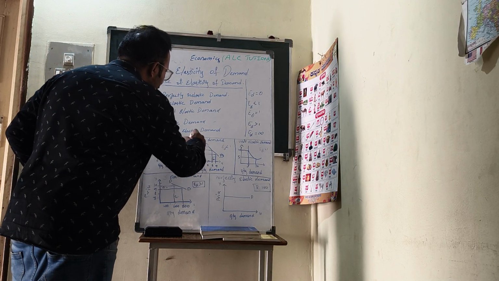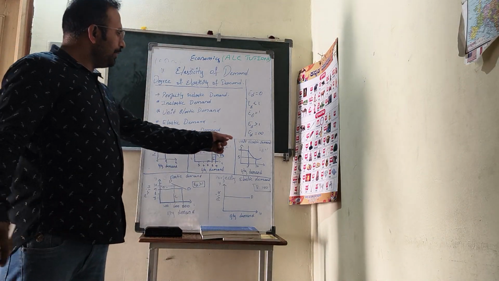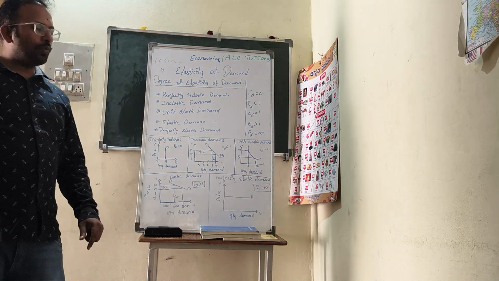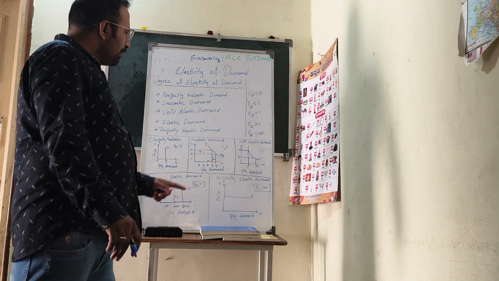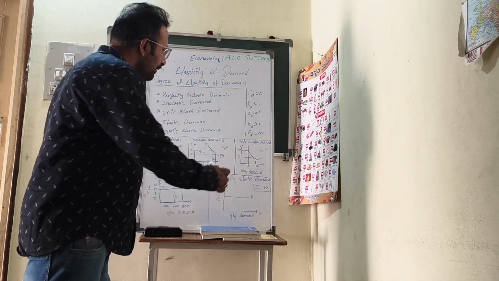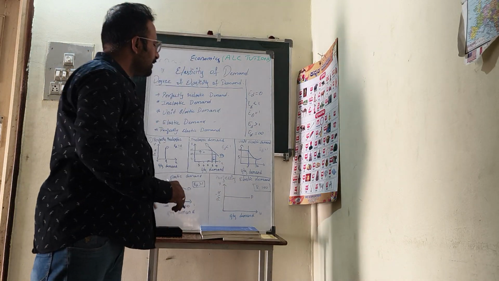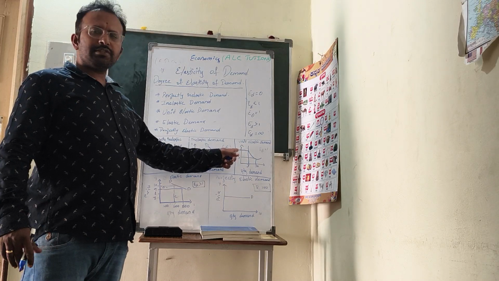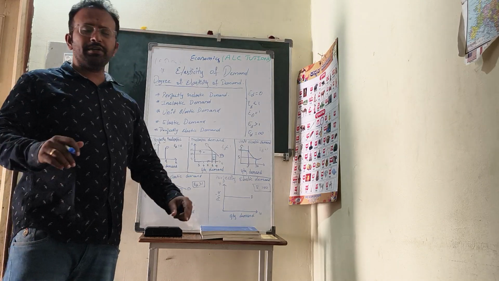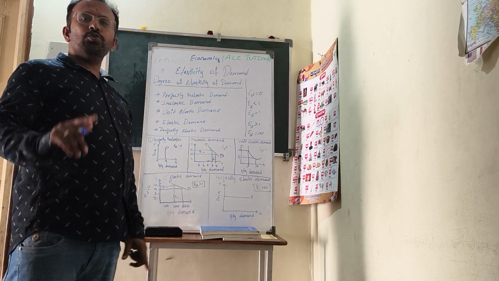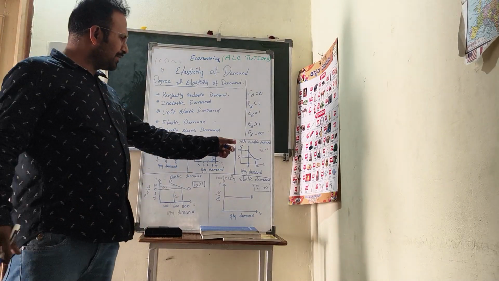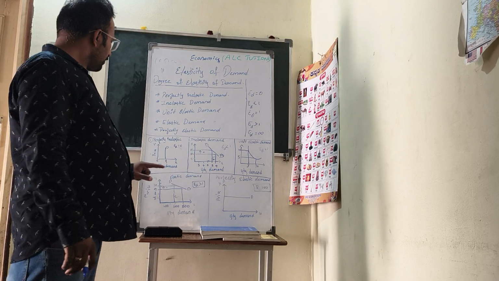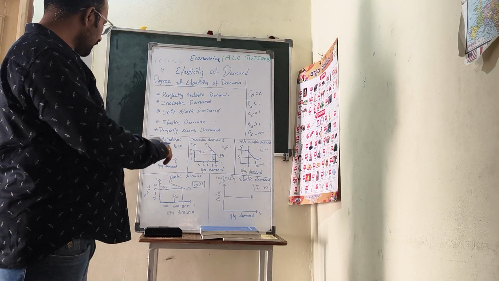Third, let us study unit elastic demand. In some textbooks, it is given as unitary elastic demand. What is this? Whatever the percentage change in price, the same percentage is the change in quantity demanded. That means exactly 100% change in price is equal to 100% change in quantity demanded. So it is called unitary elastic demand, or in some textbooks, unit elastic demand. Got it?